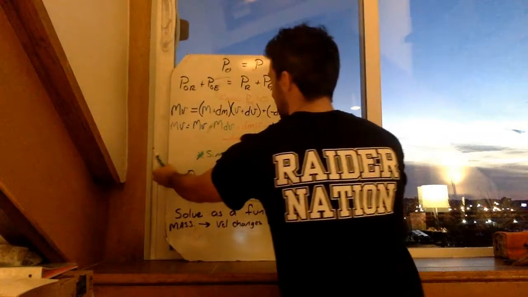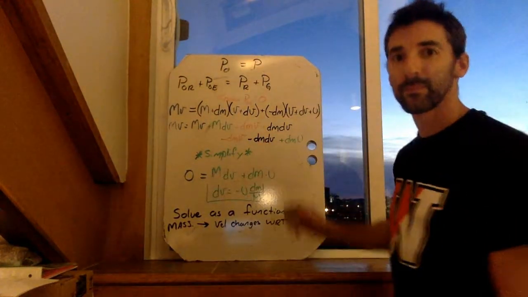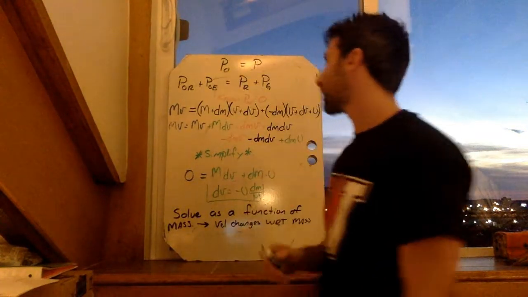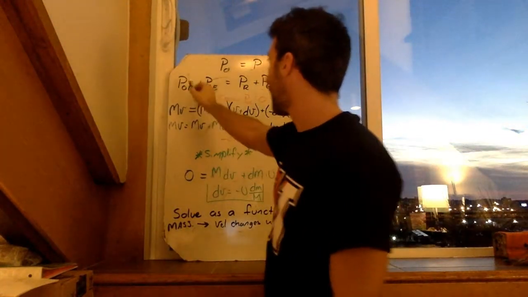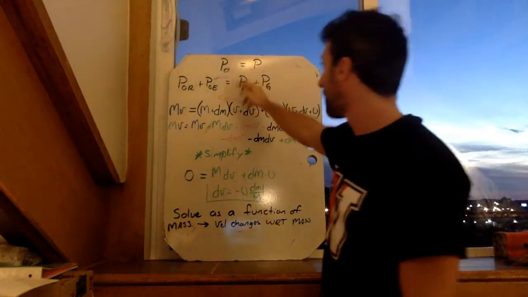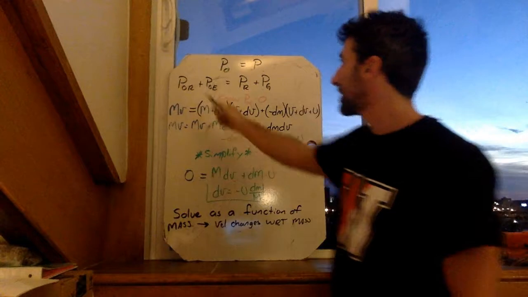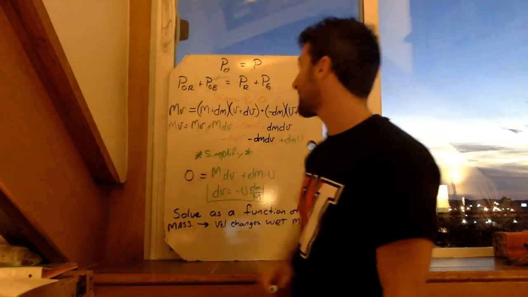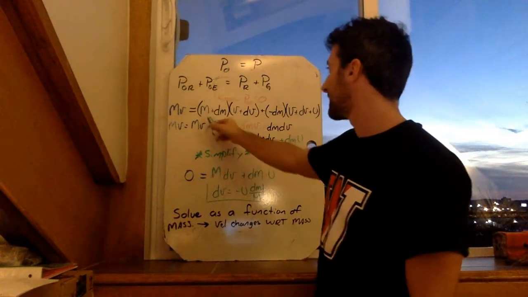Now, to use conservation of momentum, I'm going to say momentum before is equal to momentum after. This is my initial momentum of the rocket, and my initial momentum of the gas, which I know is 0. Then my momentum of the rocket and the momentum of the gas. My momentum of the rocket is mass times velocity. That came out to be 0.